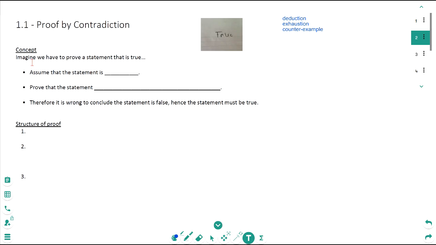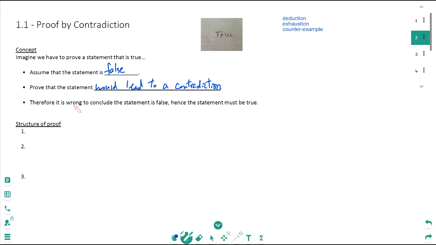So, the concept. Imagine we have to prove that a statement is true. We first have to assume the statement is false. We're understanding the concept here before we apply it to questions. Then we need to prove that assuming the statement is false will lead to a contradiction. Therefore, it is wrong to conclude the statement is false, and hence the statement is true.